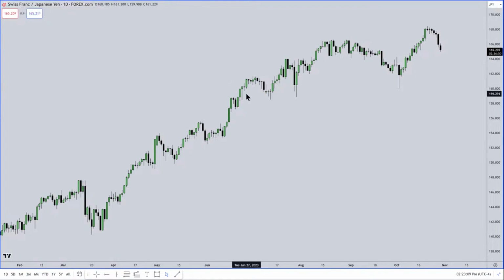So the moves will occur in currencies that don't have the dollar in the name. When the dollar is moving, you do not want to be trading these crosses, because the extrapolated moves are going to be in the dollar-based currencies relative to the interest rate differential. All right.